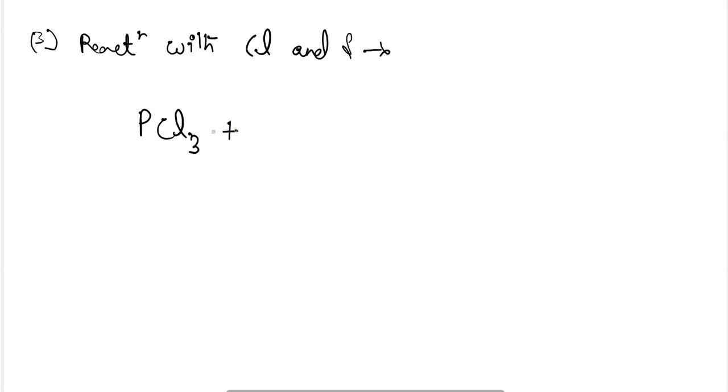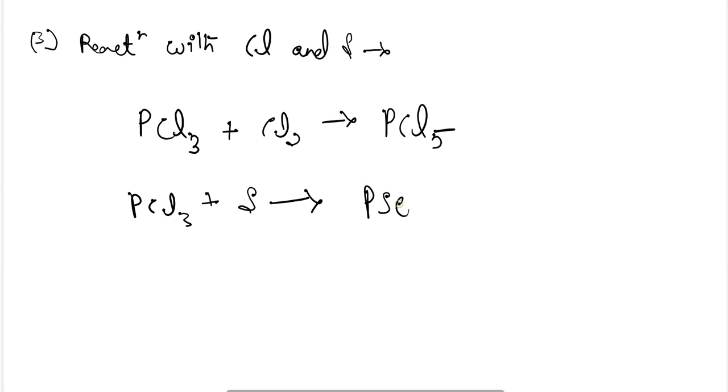Third, action with chlorine and sulfur. How will it react with chlorine and sulfur? When PCl3 is further reacted with chlorine, it will convert to phosphorus pentachloride. And when PCl3 is reacted with sulfur, it converts to thiophosphorus oxychloride.